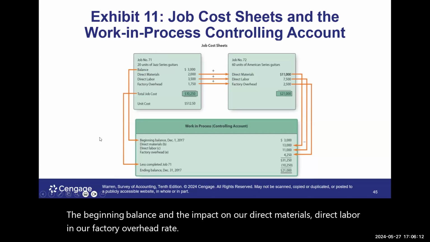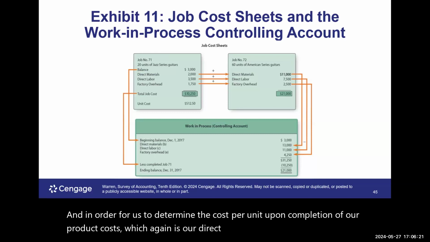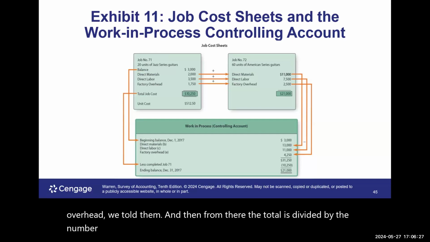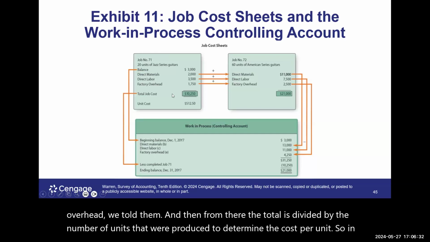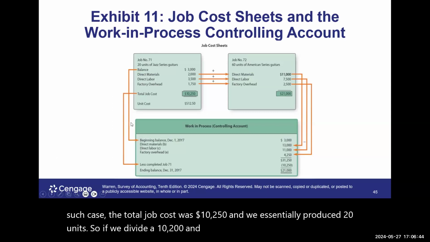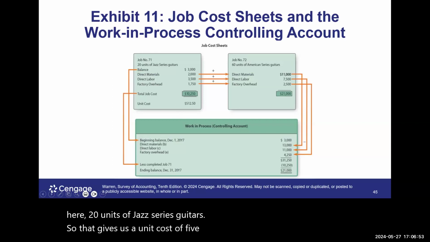And in order for us to determine the cost per unit, upon completion of our product costs, which again is our direct materials, direct labor, factory overhead, we total them. And then from there, the total is divided by the number of units that were produced to determine the cost per unit. So in such case, the total job cost was $10,250, and we essentially produced 20 units. So if we divide the 10,250 by 20 guitars that were produced, as we see here, 20 units of Jazz Series guitars, that gives us a unit cost of $512.52.